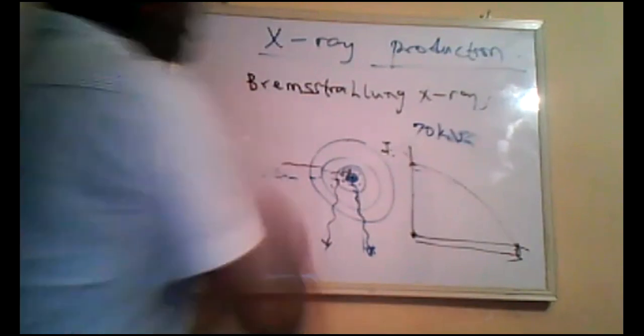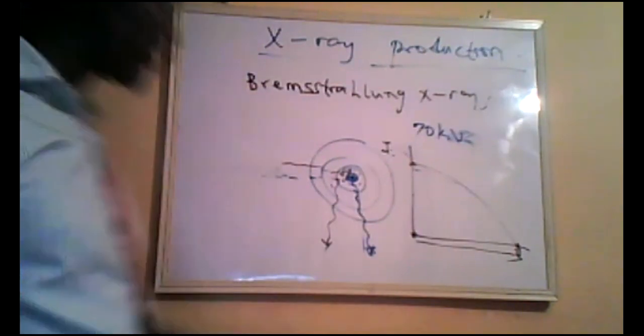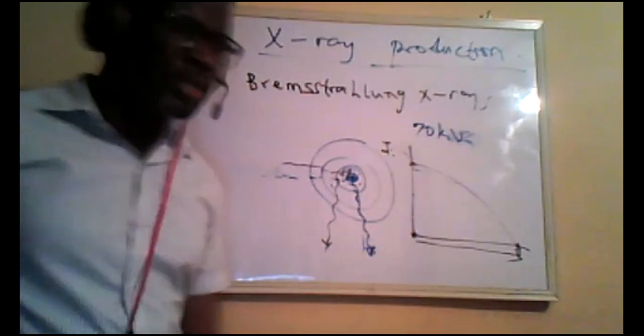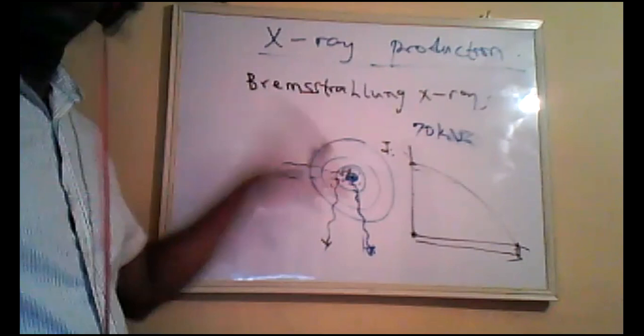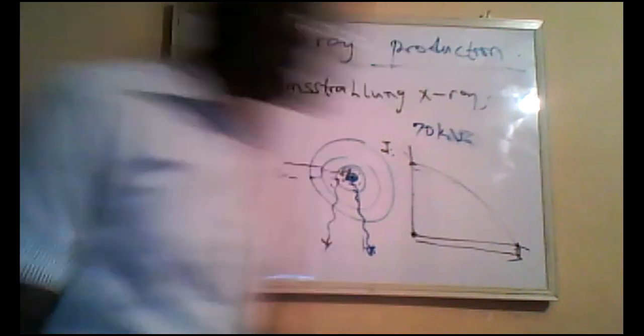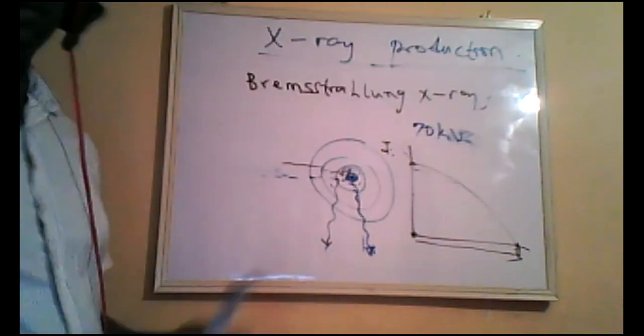So that's the Bremsstrahlung X-ray. The X-rays we are going to have will have so many energies based on the site of interaction of the electron with the nucleus. So that's the one form of radiation we can have.